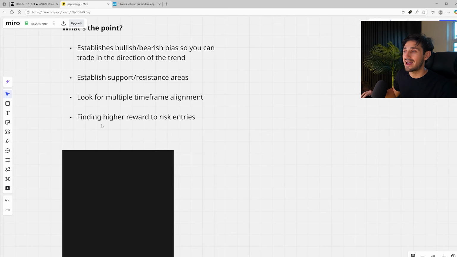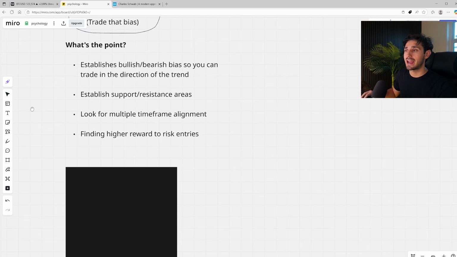It also helps you find higher reward to risk entries. A lot of times I'll have to look at multiple time frames to find my best entry into that trade, because not only do I want to take a trade that's going to go in my favor, I want to make sure I have a solid reward to risk, to the point where if that trade does work, it's actually going to make me a solid return on the money that I'm risking.